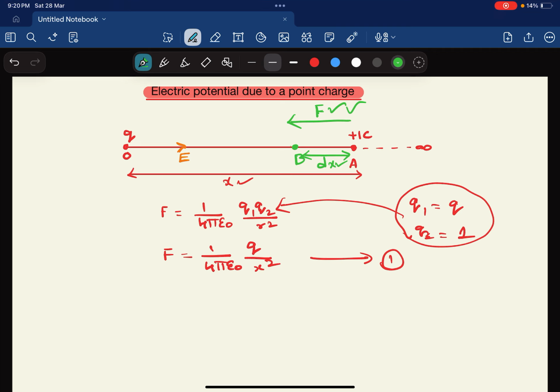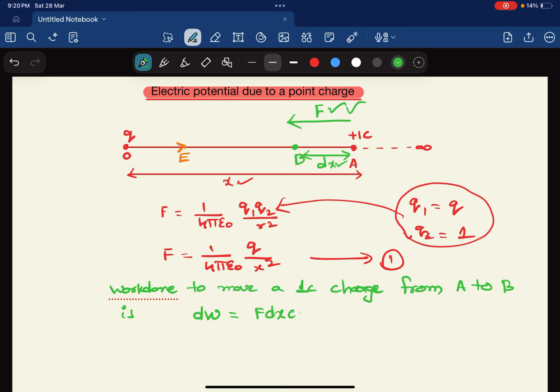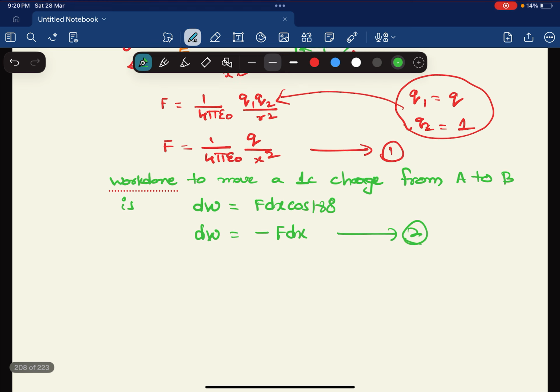So I'm writing here: work done to move a 1 coulomb of charge from A to B is dW is equal to F dx cos 180 degree. Here cos 180 value is minus 1. Therefore dW is equal to minus F dx. Let us assume this is equation number 2.